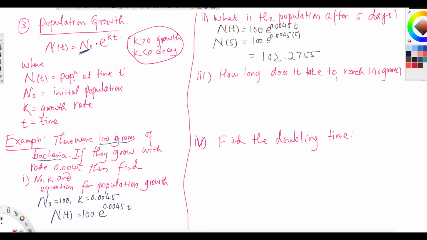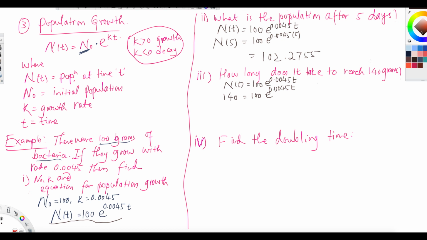Now, how long does it take to reach 140 grams? What is given there is N(t). We will use the same model for all the problems, right? So N(t) is 140. We have N(t) equals 100 e to the 0.0045 t. Now it is 140 equals 100 times e to the 0.0045 t. Now divide both sides by 100.